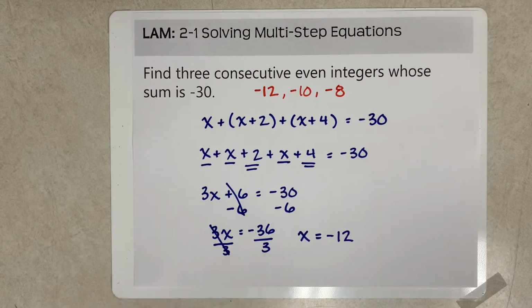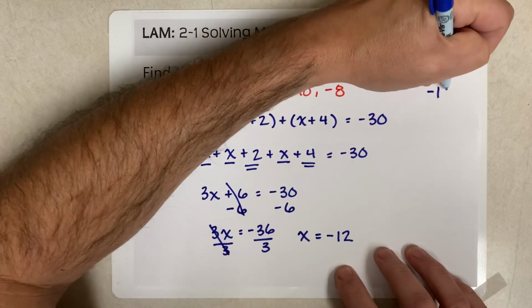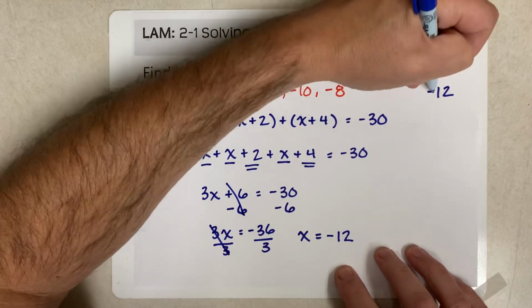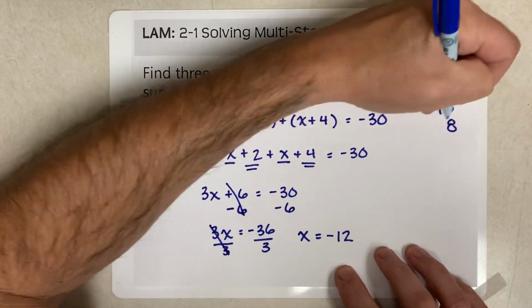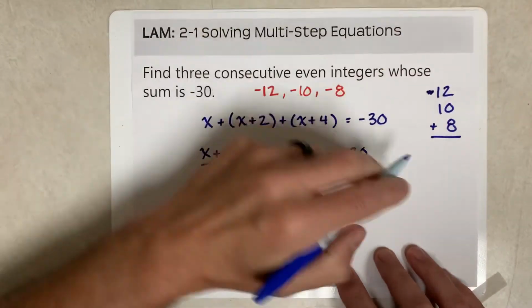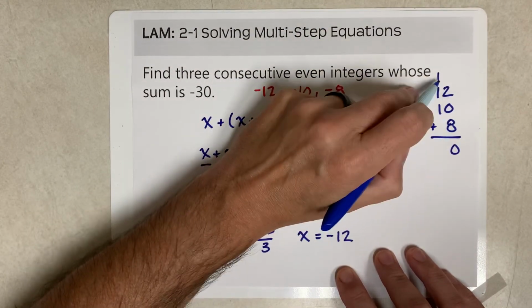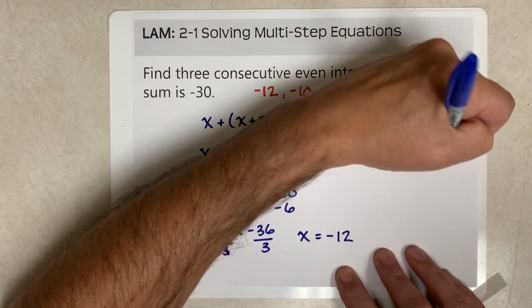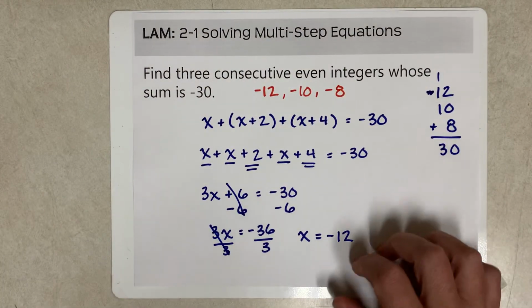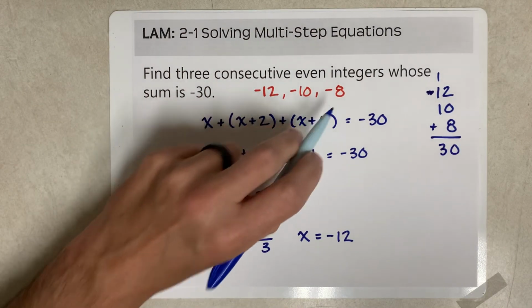So if we check our answer, if we add all those up, negative 12, and I'll just change the sign. I'm not worried about the sign. 10 and 8. If I add all those together, they're all negative anyway. 8 plus 2. Carry the 1, 1, 2, 3, regroup, I guess they call it now, 1, 2, 3, 3, and I get 30. So now I've checked my work, they all add up to 30, and I'm good. So negative 12, negative 10, and negative 8.